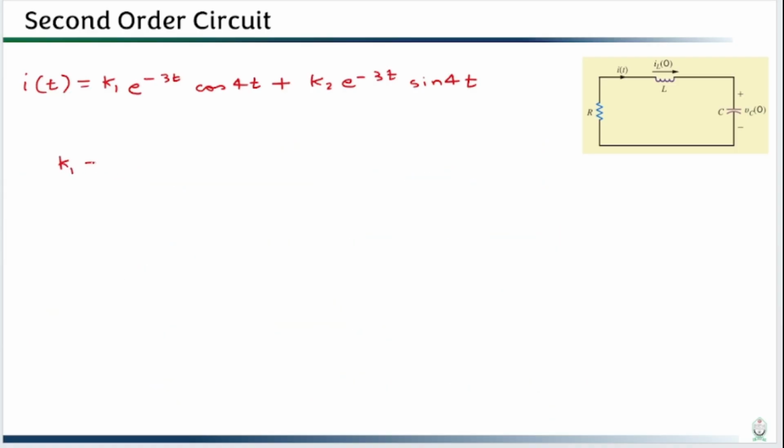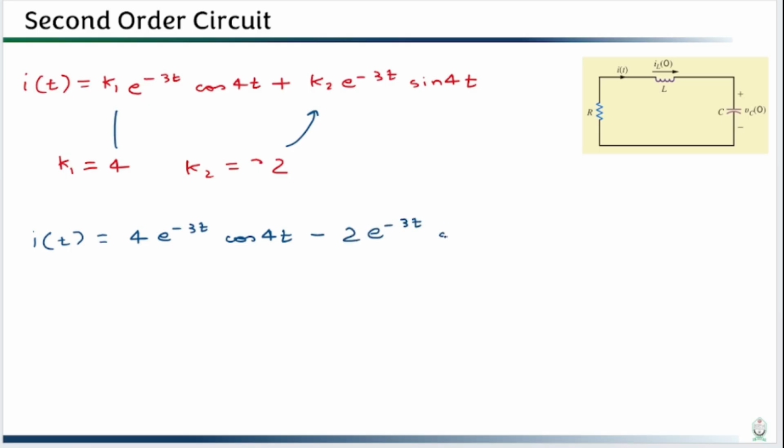Now that we have calculated k1 to be 4 and k2 to be minus 2, we have completed the solution of this differential equation in terms of the expression of current. If we replace the values of k1 and k2, that gives us the total expression of current in this circuit, which is 4 e to the power minus 3t cos 4t minus 2 e to the power minus 3t sin 4t.